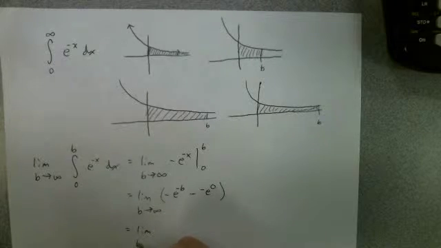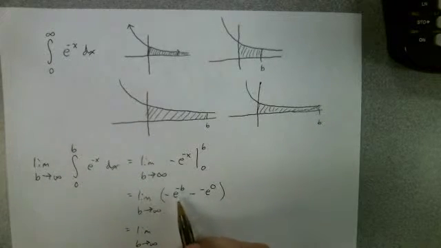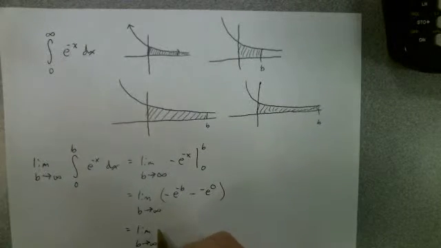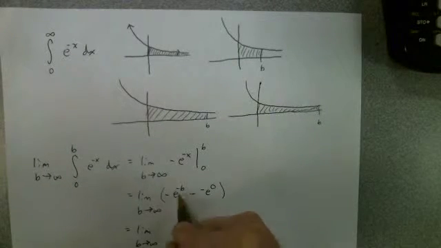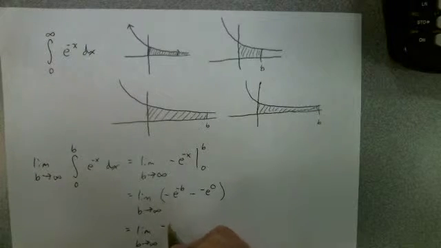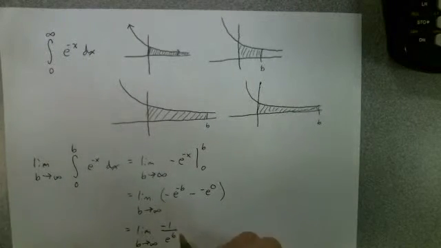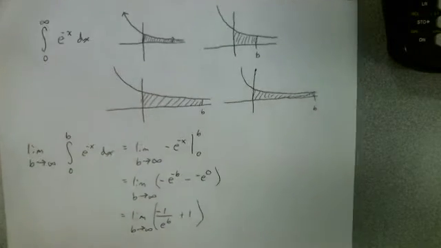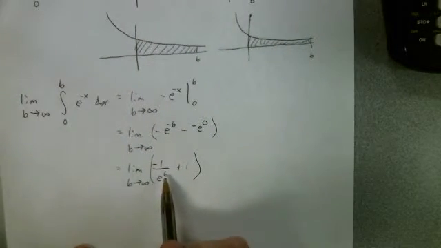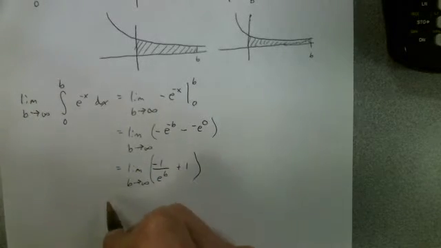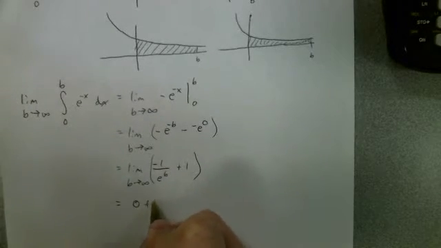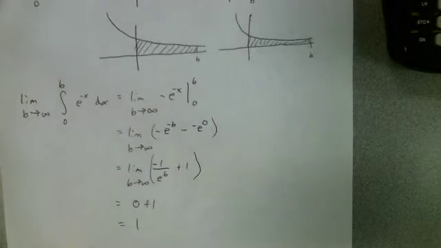So we're trying to find the limit as b goes to infinity of negative e to the negative b plus 1. Well, e to the negative b is the same thing as 1 over e to the b. So this is really negative 1 over e to the b, plus 1. As b gets bigger and bigger, e to the b gets bigger and bigger. Negative 1 divided by gigantic numbers gives you tiny numbers. So that limit there is 0. 0 plus 1, you get 1.